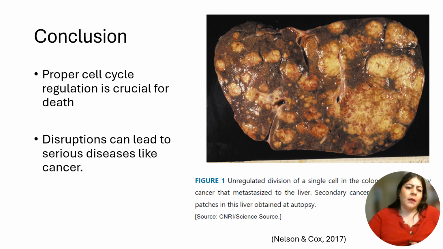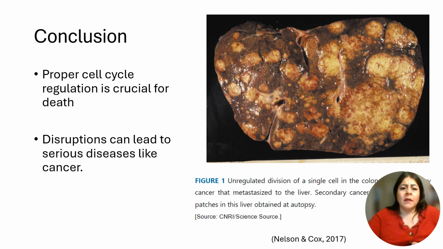So, to conclude my presentation, proper cell cycle regulation is crucial. It is imperative for health reasons. Disruptions in the cell cycle can lead to serious diseases. As we know, the most common form of uncontrolled cell division is what we know as cancer.